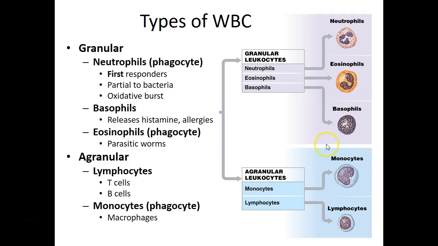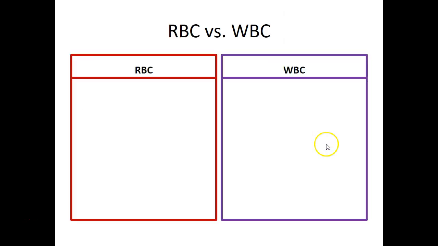So granulocytes versus agranulocytes makes sense. Where are these cells made? Where does their manufacturing start? What type of bone marrow? Red bone marrow, right? All blood cells start off there. Okay? All right.